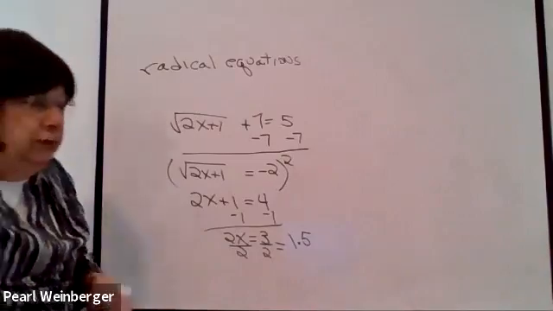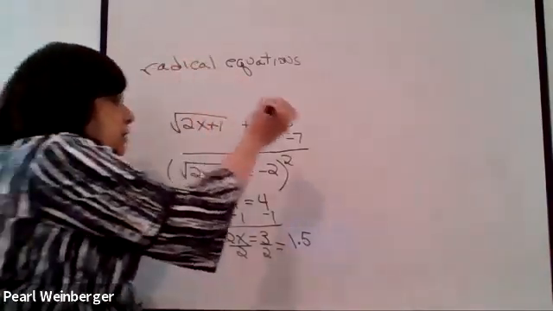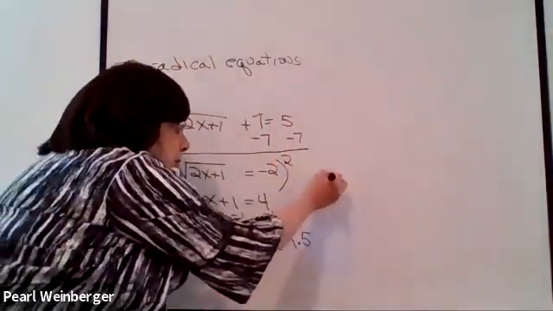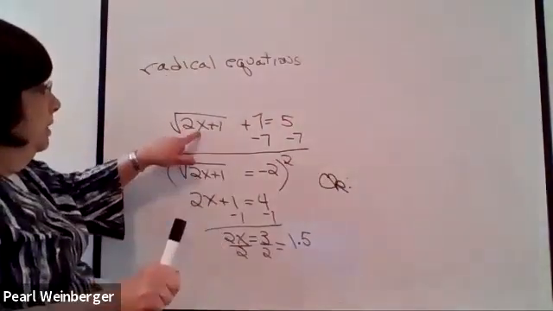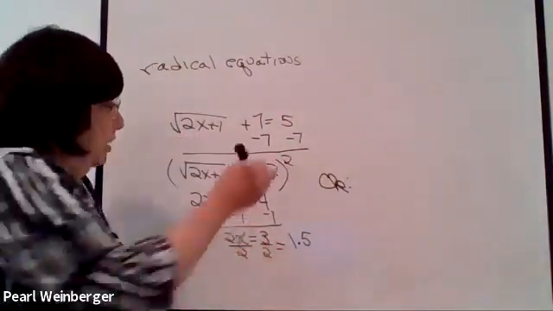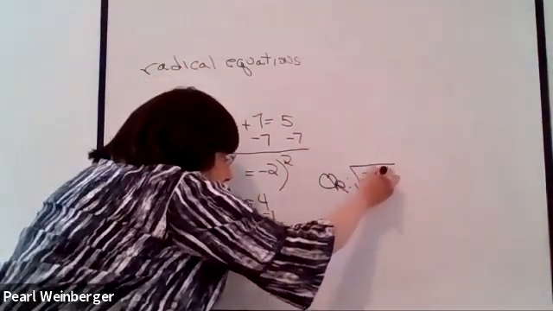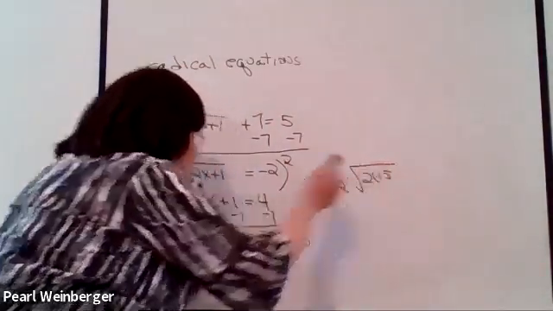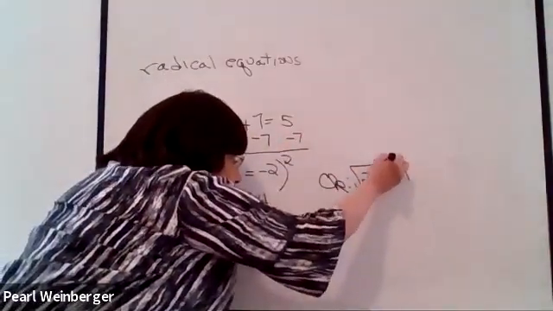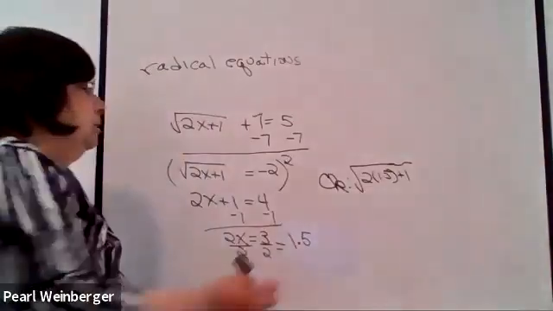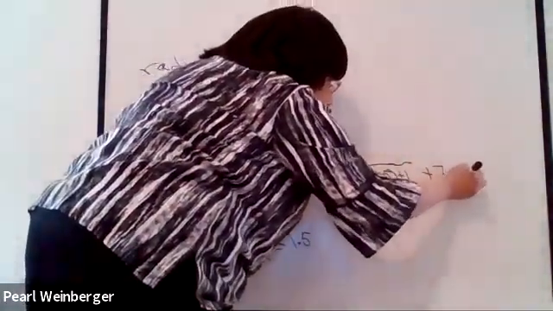Let's check. I just want to show you something, what happens when I check. So if I want to check, I have to check in my very beginning equation. I'm going to replace the x by 1.5. So this is going to give me 2 times 1.5, 2x, plus 1, that's inside the radical, plus 7 equals 5.